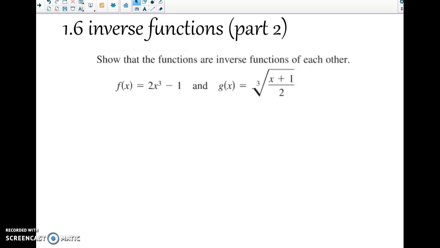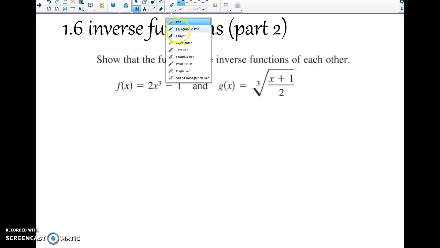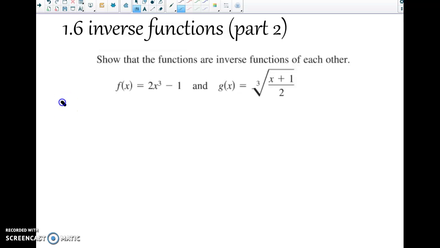In order to show algebraically that two functions are inverses of each other, we can take the composition of functions. So think back to what we learned in the previous class. The composition f of g of x, if they are inverses, then that would mean that their composition equals x. This is our goal.